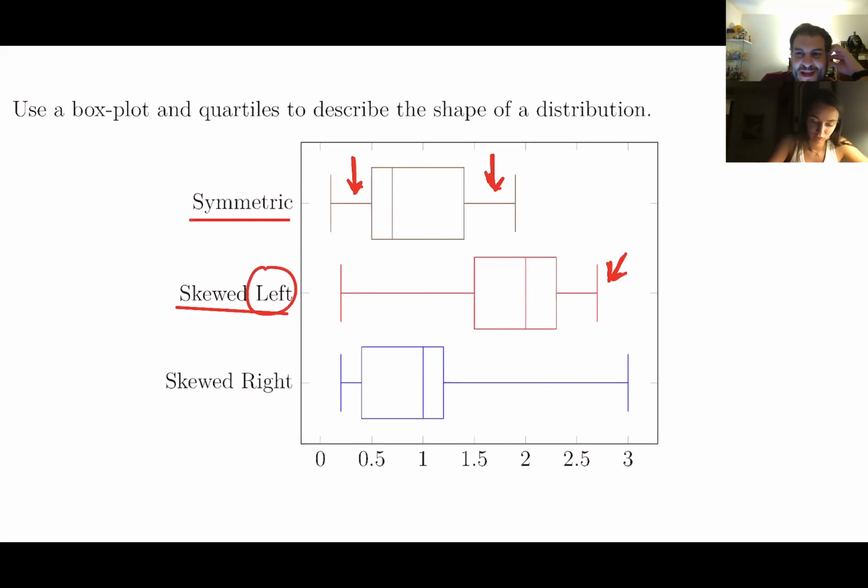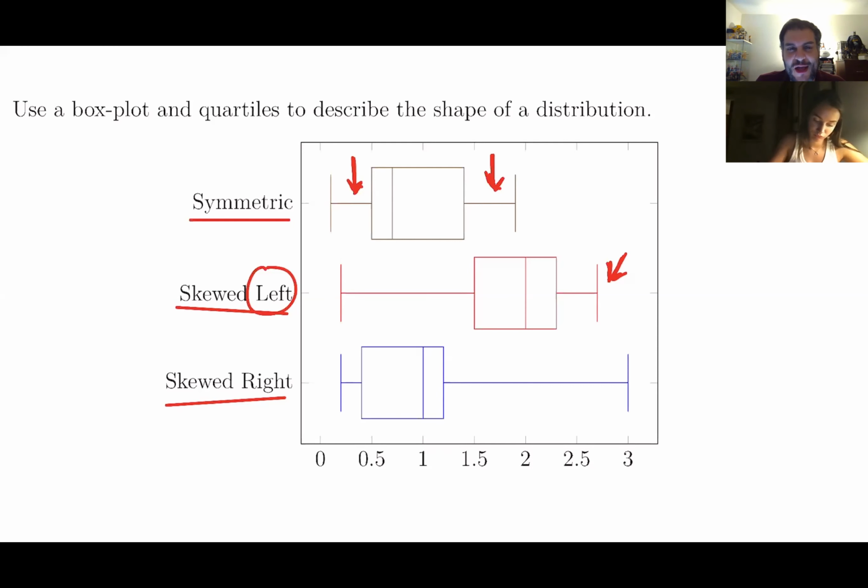All right. And then if you look at the very last one, this one says skew to the right. Because if I look at both tails, which tail is the longer tail, the left side or the right side? All right, good, perfect. The right side has the longer tail, so this would be called a right skew. So that's how you can tell the shape of a distribution just by looking at a box plot.